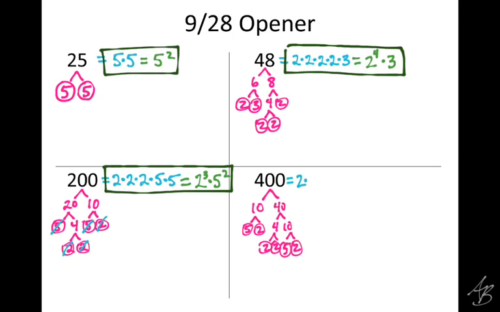All right, 2 times 2 times 2 times 2. I think there's 4 of them, right? 1, 2, 3, 4. Okay. Times 5 times 5. So we got 5 and 5. Okay. And then how about exponential form? Libby? 2 to the 4th, 5 squared. Perfect.